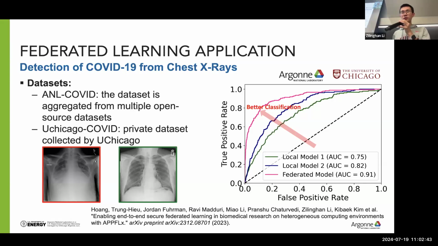And then we train 3 models. One is only trained on the ANL COVID data set. One is only trained on the UChicago data set. And one is trained using federated learning by using these 2 data sets. And the results on the right-hand side show that using federated learning, we can get a better classification model on some general holdout validation data sets.